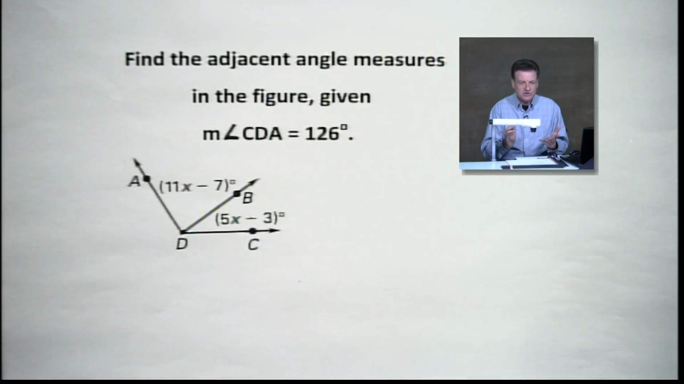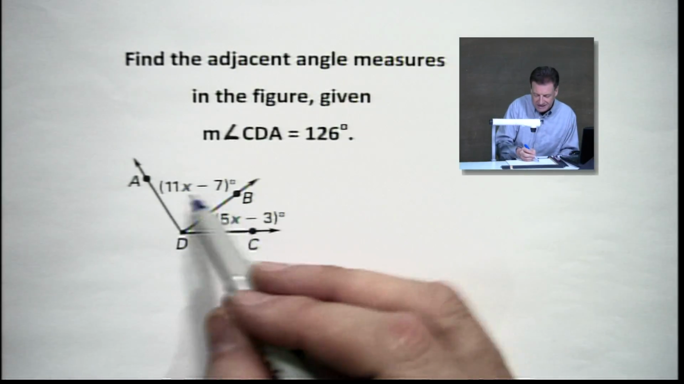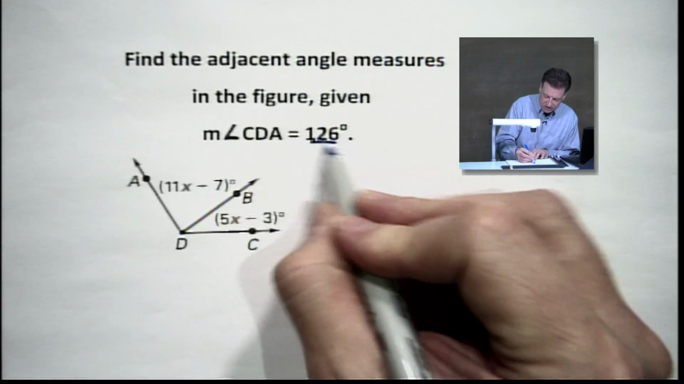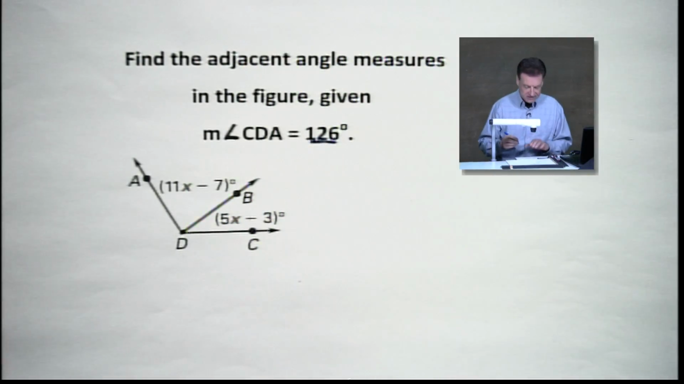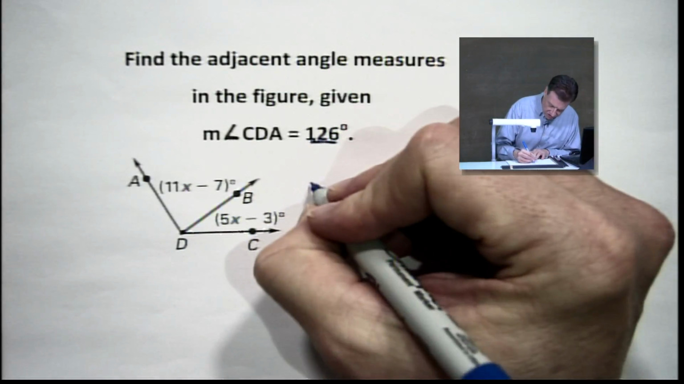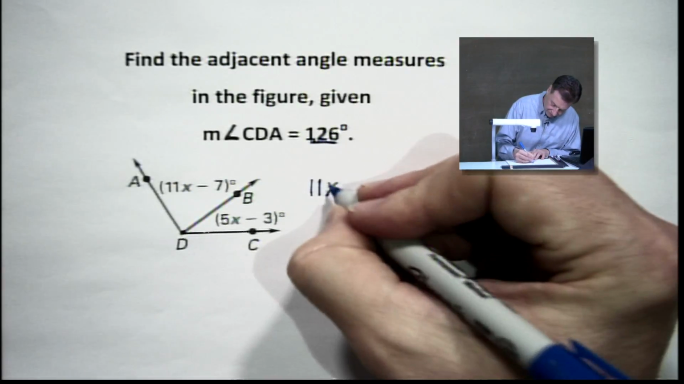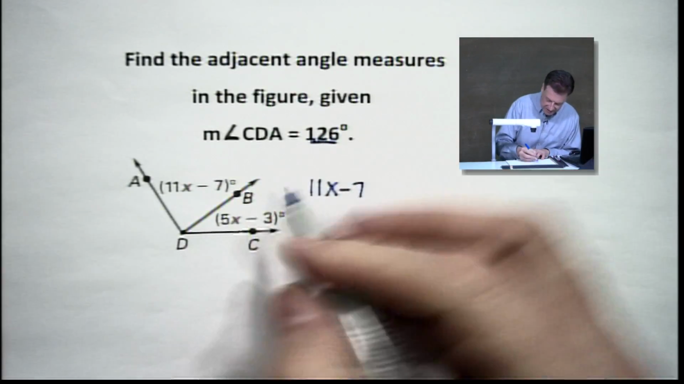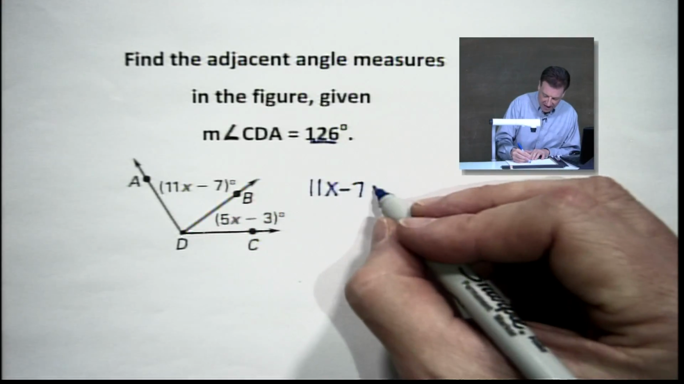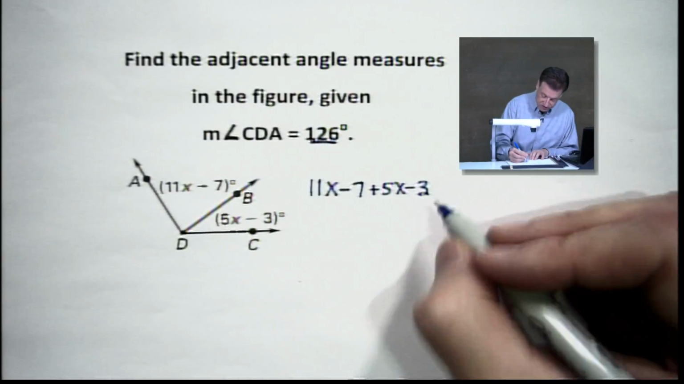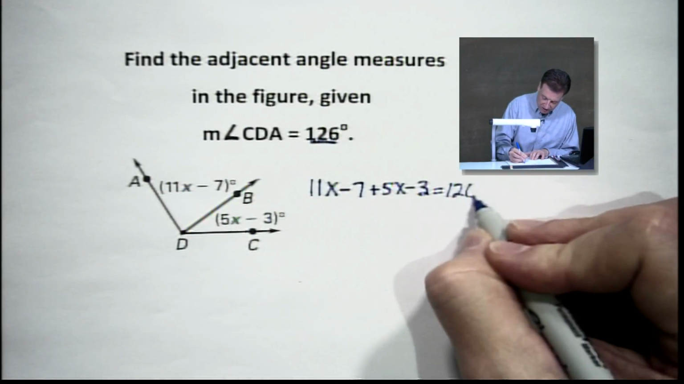So you say, well, Ernie, how are we going to figure this out? It looks like they come together to make 126 degrees. Look at those. They lie side by side. That's what we're going to do. We're going to create an algebra equation that relates this 126. So let's work it. Let's set it up here. How about 11x minus 7? All right, see, that's our first quantity. And if we add that to 5x minus 3, what's the total of that? That total, according to what we were given, is 126.